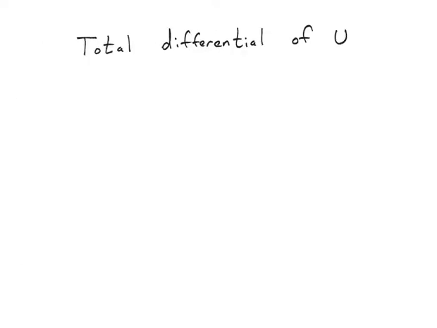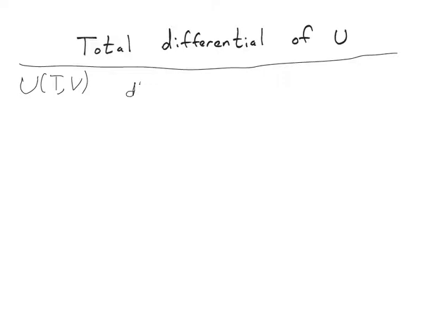Let's go to the next page. Let's apply this to a concrete situation. Let's look at the total differential of internal energy. We can write the internal energy as being composed of two variables, temperature and volume. Take a minute to think about how you'd write the total differential for this. Maybe you already have it written out in your own notes. You should have something like this.